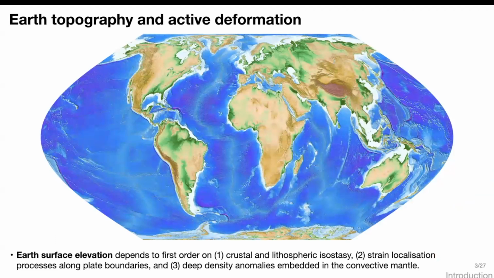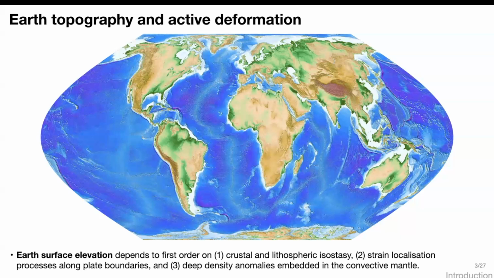So Earth topography, which is the key object here, is the interface between the outer layers of the Earth, which are composed of the hydrosphere and the biosphere, and obviously it's where we live, and where life has also evolved through time in the geological story. So it's important to know what controls this topography evolution. Nowadays we know that the Earth surface elevation depends to first order on crustal and lithospheric isostasy, which is the compensation of the crustal and lithospheric load on the viscous upper mantle.